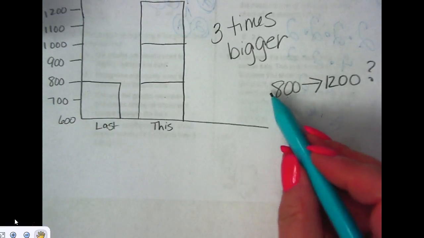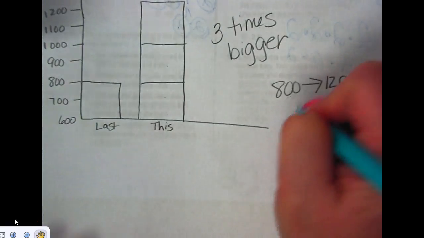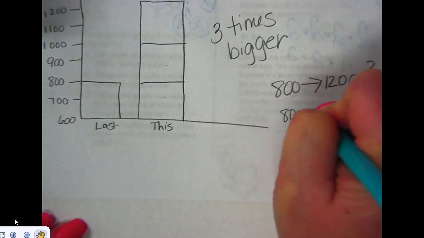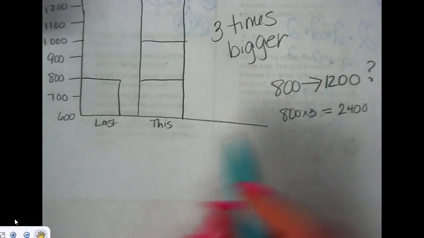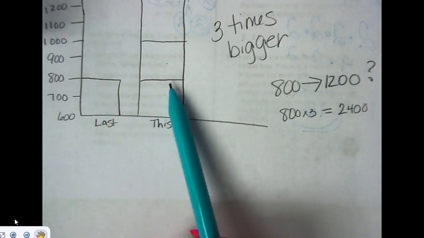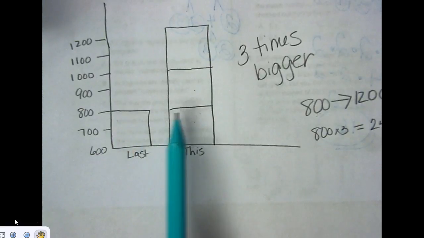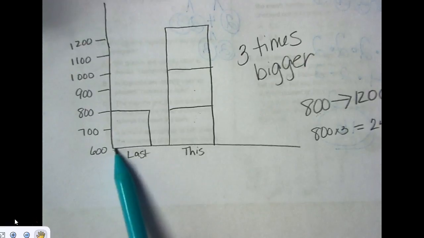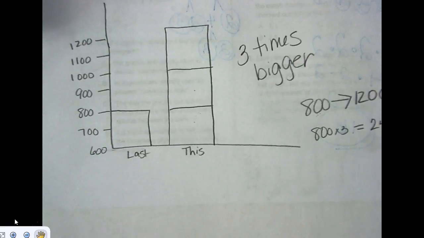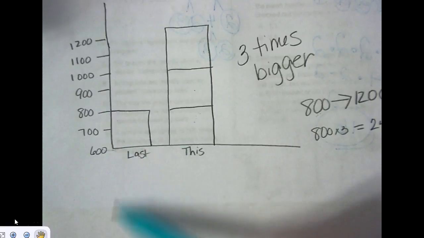Well, if I multiply 800 times 3, am I going to get 1,200? 800 times 3 is 2,400. So, did we really sell 3 times more? We didn't. Why does this graph appear that it's 3 times as much? Well, because we didn't start down here at 0. We cut off this whole 0 to 600 part of it.